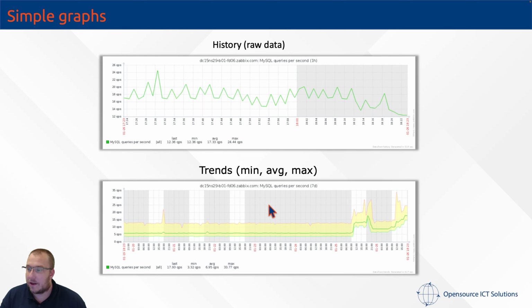By the way, we can see those white and gray areas as a background. That's what we call working time, just to indicate when something happened. So apparently here we had a weekend, nothing happened, and then 9 a.m. Monday morning, bam, apparently the MySQL queries per second went up quite a bit. So we can easily see that something happened during daytime or during the night or the weekend.